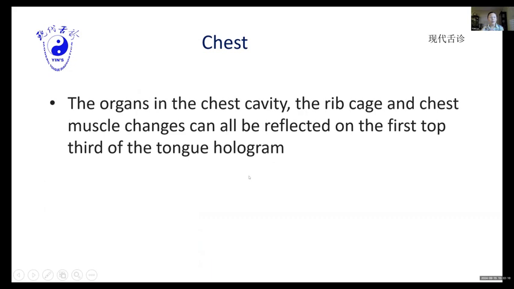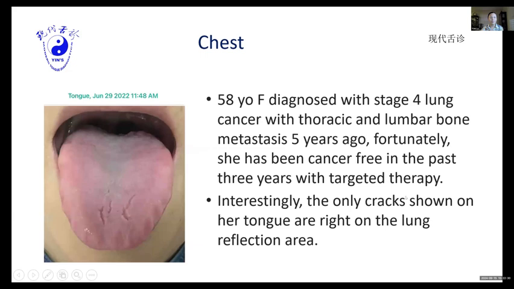Okay, so now we move to the chest. The organs in the chest cavity, the rib or the chest muscle changes can all be reflected on the tongue. So just remember the little baby on the tongue. The first top third of the tongue will reflect what's going on in the chest.